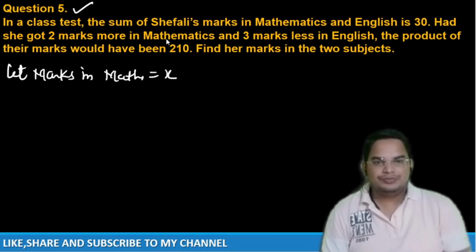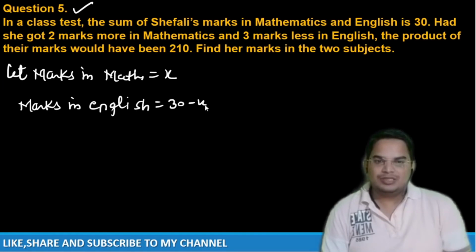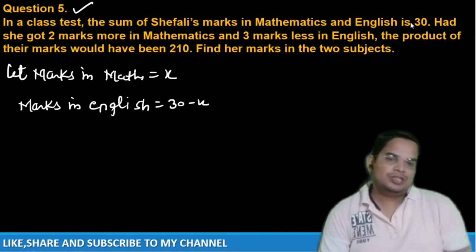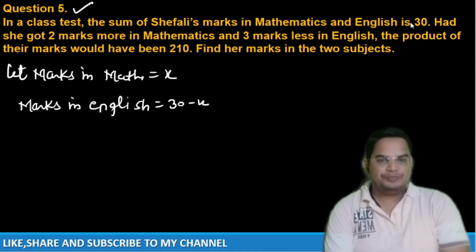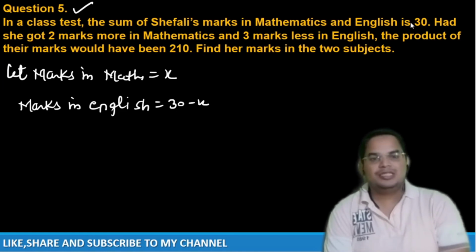And after this, what is given here? The sum of Shefali's marks in mathematics and English is 30. Now I can say marks in English. So how many marks will be there in English? It becomes 30 minus x. Why is it 30 minus x? Because it is mentioned here English plus math is equal to 30. If maths marks are x, then you can say English marks will be 30 minus x.